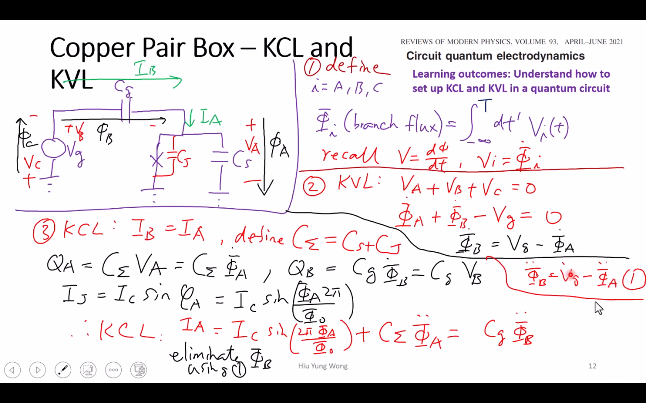Equation 1? You start from here: VA plus VB plus VG equals 0. But VA by definition is d phi A/dt, one dot. So you just rearrange it: phi B dot equals VG minus phi A dot. Now I just take the second derivative, then phi B dot dot equals VG dot minus phi A dot dot. I just take the second derivative of everything.